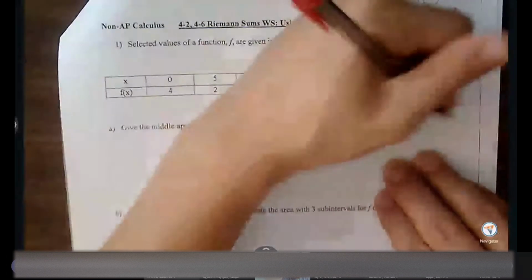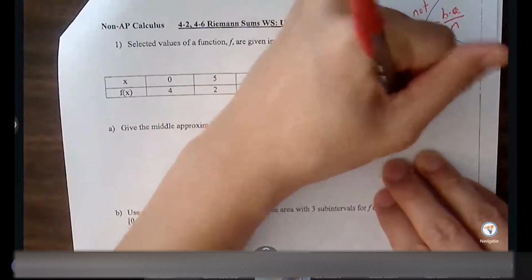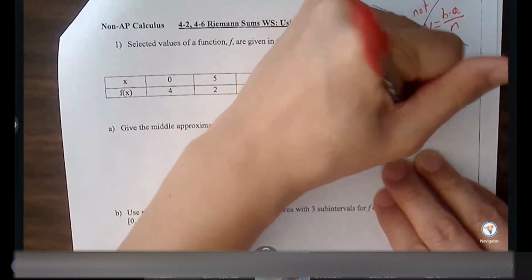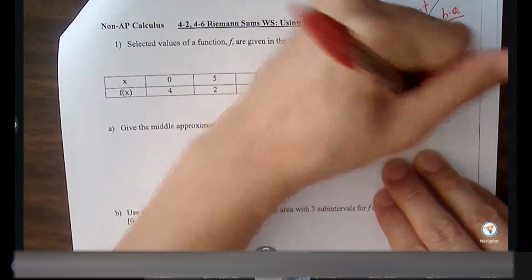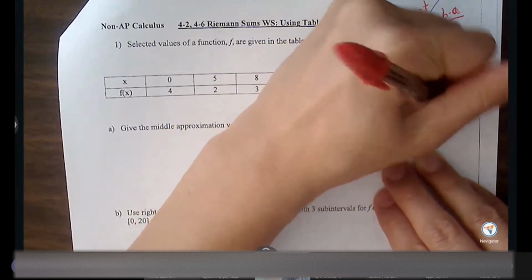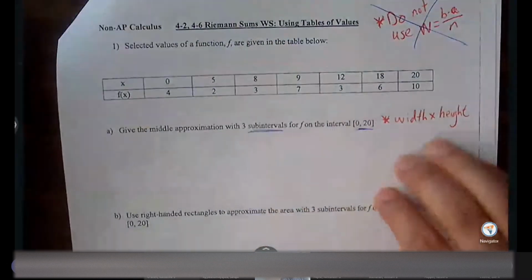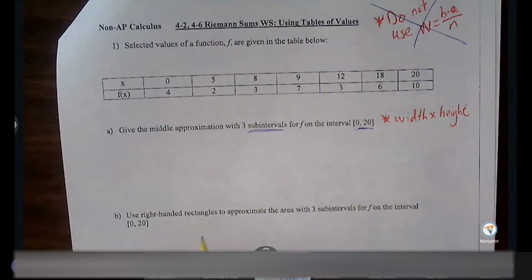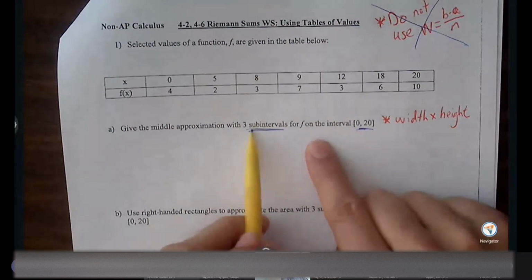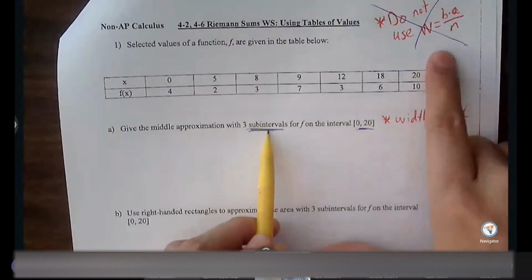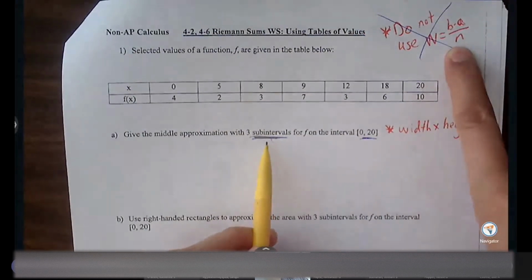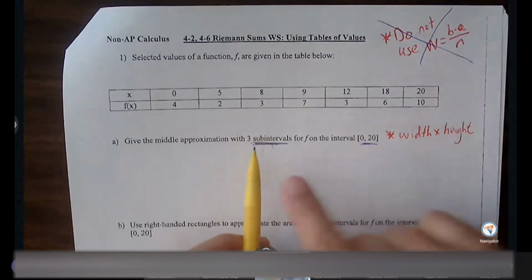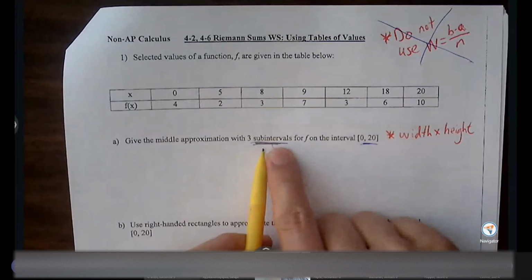Okay. Just like before, we're doing Riemann sums, so our area is going to have a width component and a height component. But the way that we pull the width and height is very specific. So I want to go over that process. It says 3 subintervals. I talked about how the subintervals may not all have the same width, but every subinterval is going to span the same number of ordered pairs.